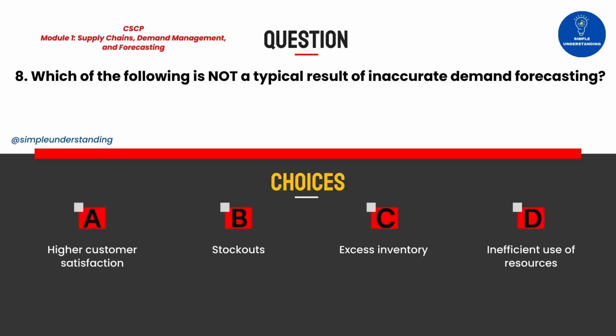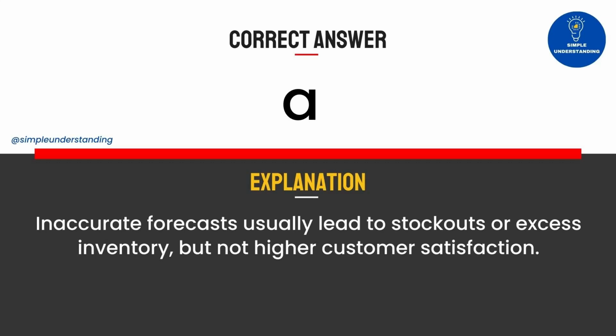8. Which of the following is not a typical result of inaccurate demand forecasting? A. Higher customer satisfaction. B. Stockouts. C. Excess inventory. D. Inefficient use of resources. Correct answer, A. Explanation. Inaccurate forecasts usually lead to stockouts or excess inventory, but not higher customer satisfaction.